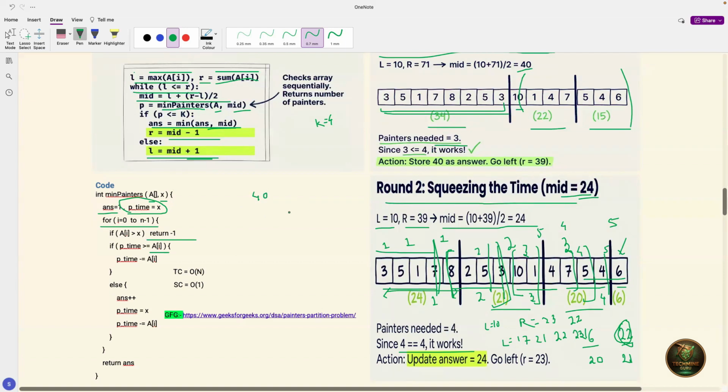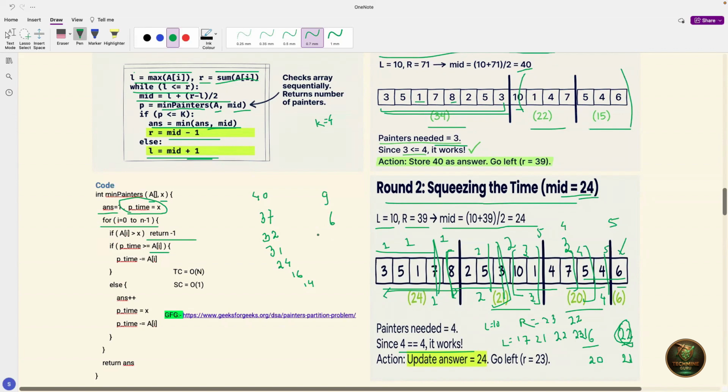Is 40 greater than 3? Yes. So we will make the first painter paint this, and that will decrease the painter's time. So what is the remaining p time needed? 37. Similarly, in the next iteration, 5 will get subtracted. So what is the p time left? 32. Similarly, in the next iteration, 1 will be subtracted from the p time. It will be 31. Now 7 will be subtracted. It will be 24. Now in the next iteration, 8 will get subtracted. It will become 16. Now 2 will get subtracted. It will become 14. And finally 5 and 3, when they get subtracted, it will become 9 and 6.